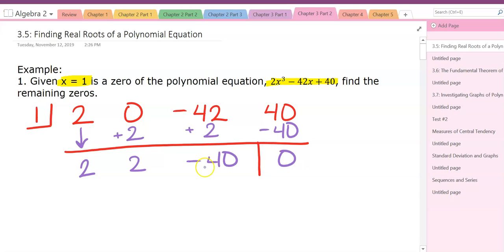So how do we write the new polynomial using the 2, 2, and the negative 40? It's 2x, and then what's the exponent that x gets? 2, because your original one started x to the third, so you always start 1 less. So we're going to start with x squared. And then we have plus 2x minus 40.